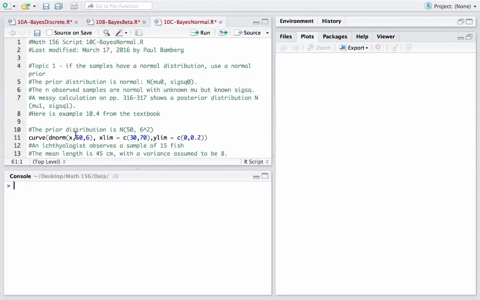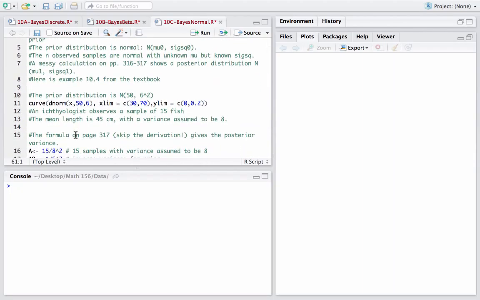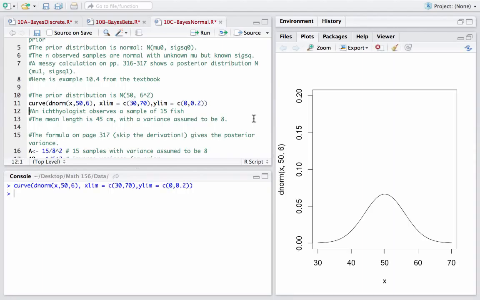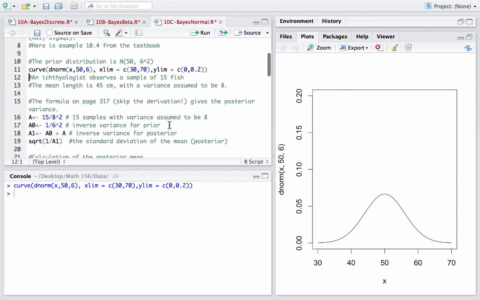So there's a little story about some ichthyologist sampling fish, and the textbook assumption of the fish length is one thing, specifically this: a standard deviation of 6 and a mean of 50. She goes out and catches and tags 15 fish and measures them and updates her belief.